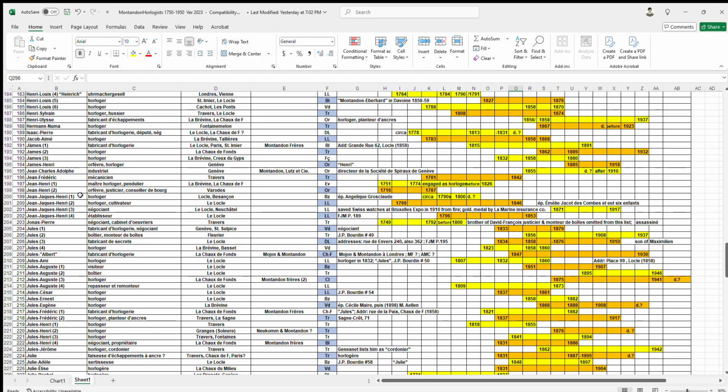But we also have a very interesting case with Montandon Lutz and Co. This Montandon Lutz and Co. They were making this so-called spiraux, or these were spiral springs on watches, and they were very good at it. They were making a lot of wins at these world trade shows, and this was a company that was set up by Jean-Charles Adolphe. He was an industriel. He lived in Geneva. He was the directeur de la Société de Spiraux de Genève.